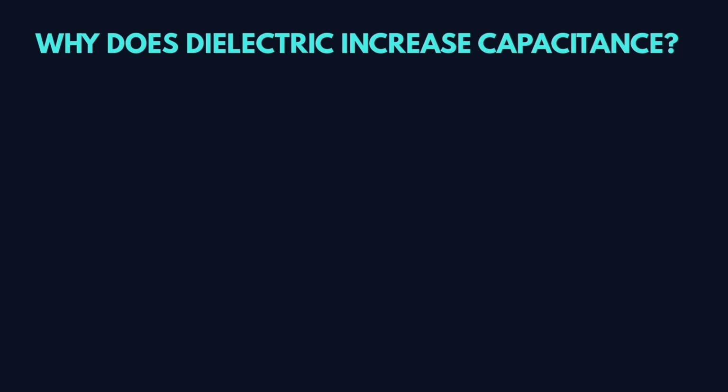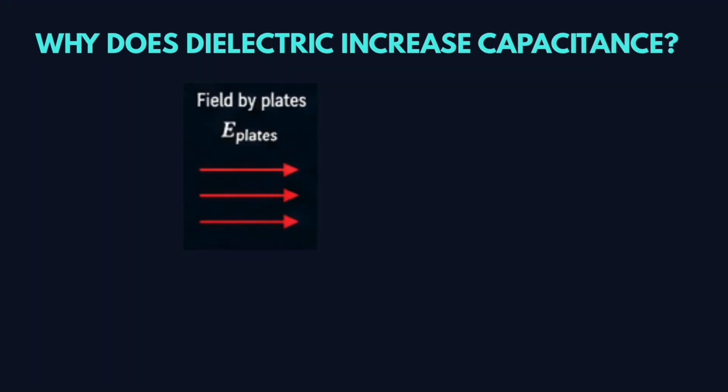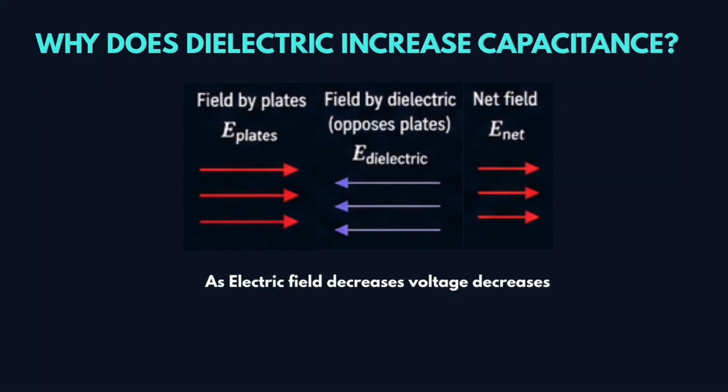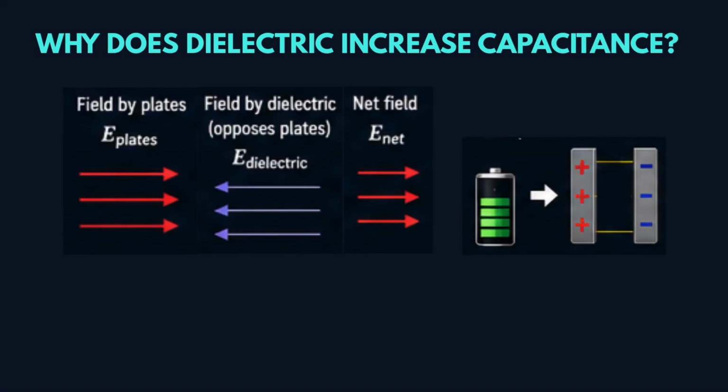Why does dielectric increase capacitance? The capacitor creates an electric field. The polarized dielectric creates an opposing field. The total electric field decreases, and since voltage depends on electric field, as electric field decreases, voltage decreases. If the battery is still connected, the battery pushes more charges onto the plate. Therefore, charge increases. C equals Q by V. More charge for the same voltage means higher capacitance.